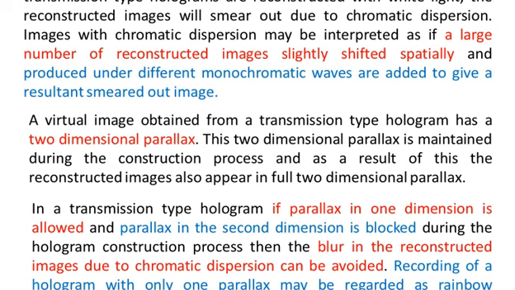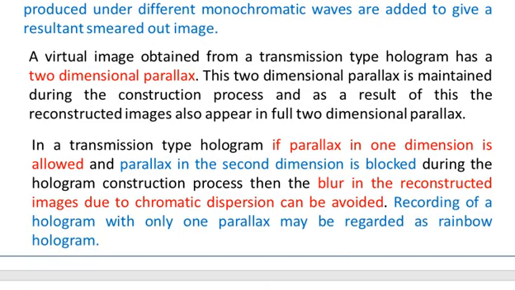A virtual image obtained from a transmission type hologram has a two-dimensional parallax. This two-dimensional parallax is maintained during the construction process, and as a result the reconstructed images also appear in full two-dimensional parallax. In a transmission type hologram, if parallax in one dimension is allowed and parallax in the second dimension is blocked during the hologram construction process, then the blur in the reconstructed images due to the chromatic dispersion can be avoided.